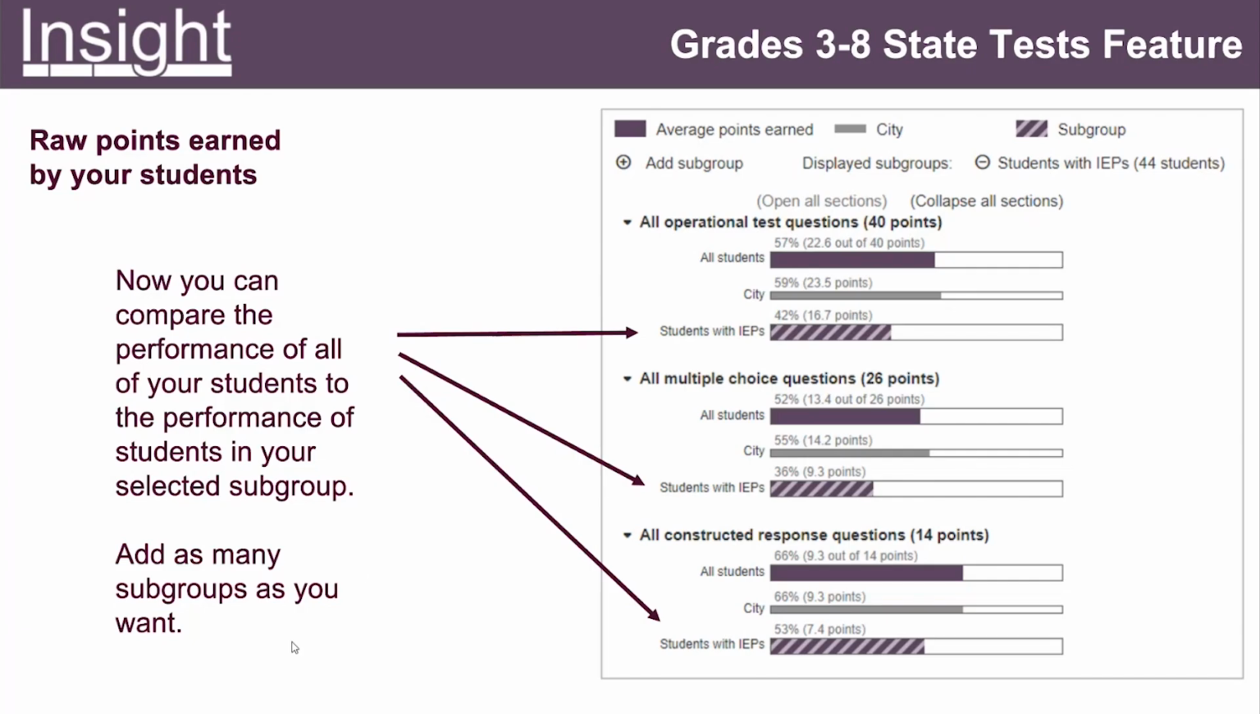You could add as many subgroups as you want. For example, if I want to compare the performance among all my different racial groups, you add a subgroup for Asian, add a subgroup for Black, add a subgroup for your white students, add a subgroup for Hispanic and Latinx students. You could add multiple and compare among them, or compare them with all the students in your school or in your class. So this is the subgroup comparison functionality under this raw points earned by your students.